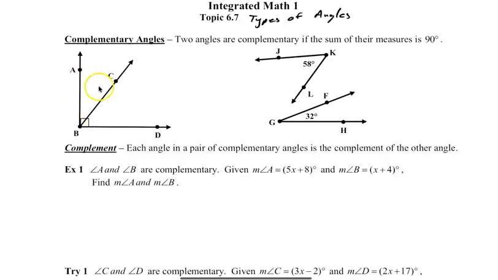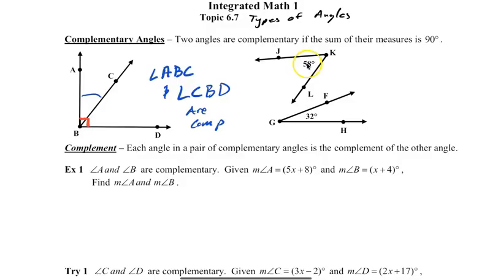So like this one, right? How do I know these are complementary? Well, they have the right angle symbol there. So that means that angle ABC. Remember, when you do it, the middle letter is an important one, right? So angle ABC and angle CBD are complementary.